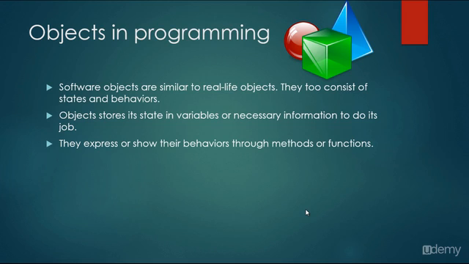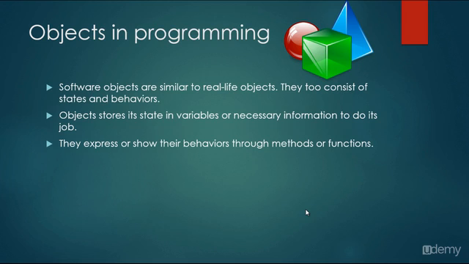So what is objects in programming? We talked about what it is in the real world, but what exactly is it in programming? So basically, software objects are similar to real life objects. They too have states and behaviors, and they can do things when you tell them to, as long as someone tells them how to do it. You may not be that person, but as long as someone is telling you how to do it, you can actually use that object to do whatever it's been designed to do.